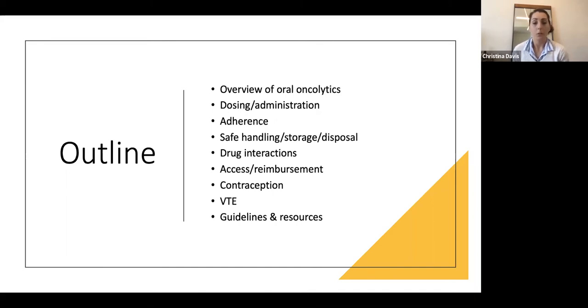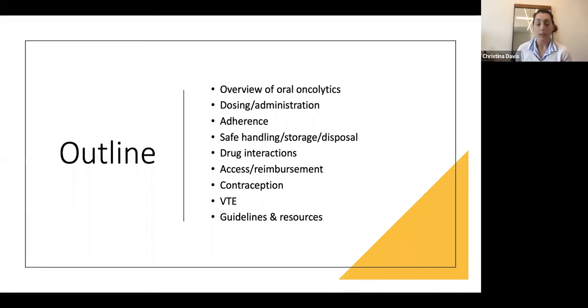Safe handling, storage, and disposal. I feel like this is something that probably doesn't come up as often as it should. So hopefully hit some highlights there and go over some things that maybe don't come up as much. Definitely have to talk about drug interactions anytime we're talking about oral oncolytics. So we'll go into that, as well as some access and reimbursement things. These are things that you probably won't be talking about as much with patients, but just good to have background information on it if patients do ask you about certain things.